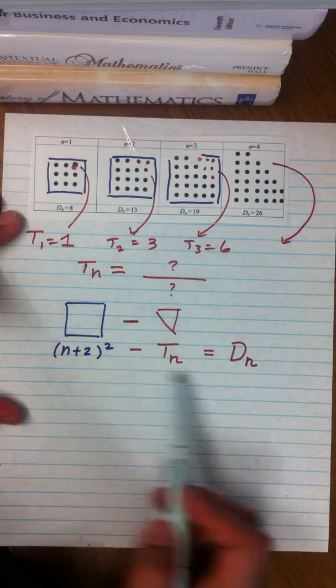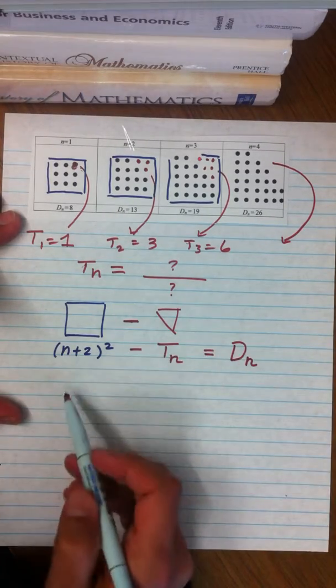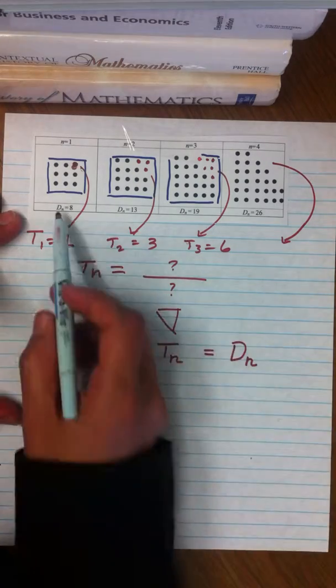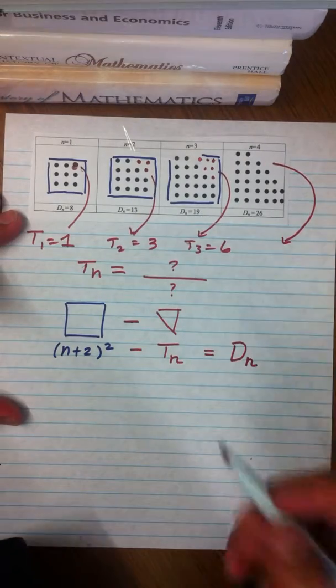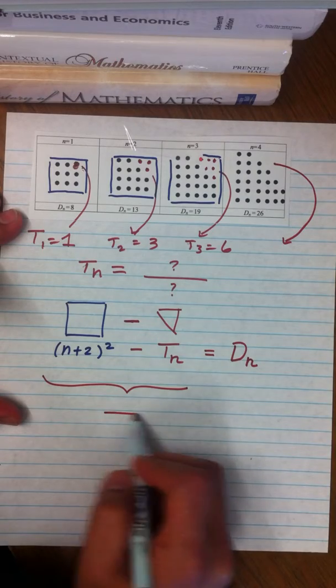And then once you have this formula here, and this is all going to involve n, then you can go and check to make sure that when you plug 1 in, you get 8, when you plug 2 in, you get 13, and once you've checked it, then you can use the resulting formula to then proceed with the rest of the problem.